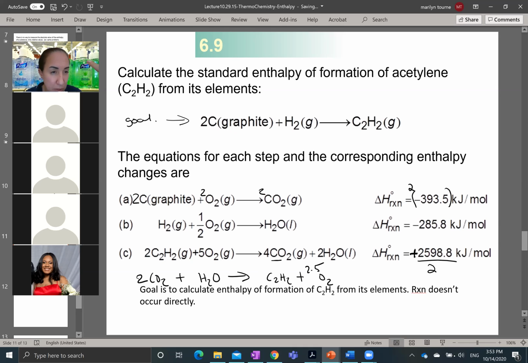Do you remember when we did precipitation reactions and when we did the second part of the precipitation? It was called, hold on one second.